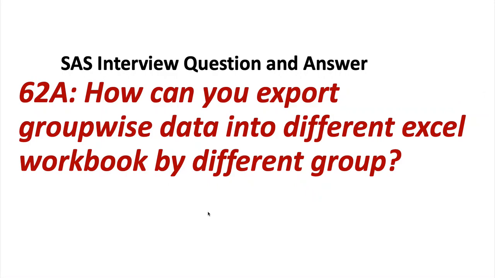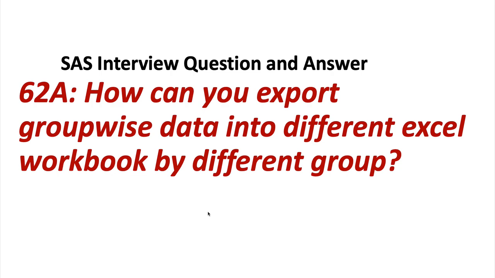Question number 62A. How can you export group-wise data into different Excel workbooks by different group-wise name? This question is asking: suppose you are given a combined data set and you have to separate the data set according to group. Then how can you export that group-wise data into different Excel workbooks by different group name?